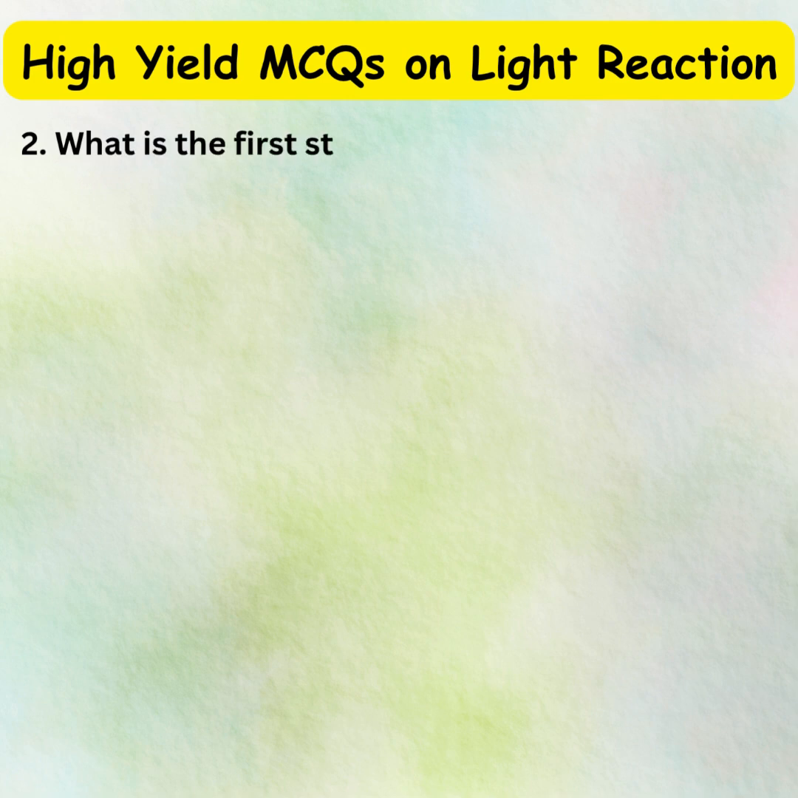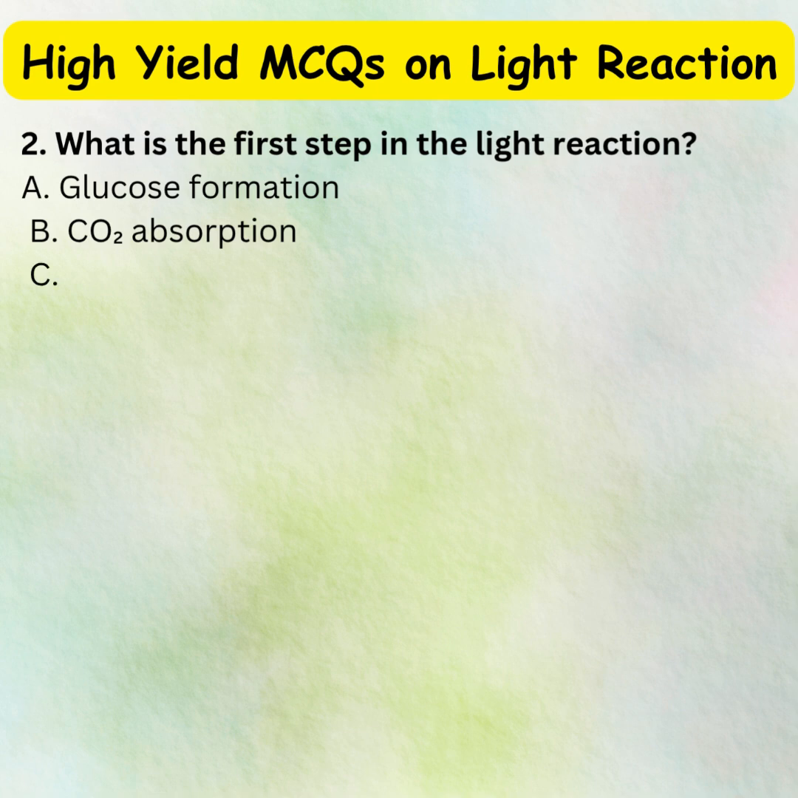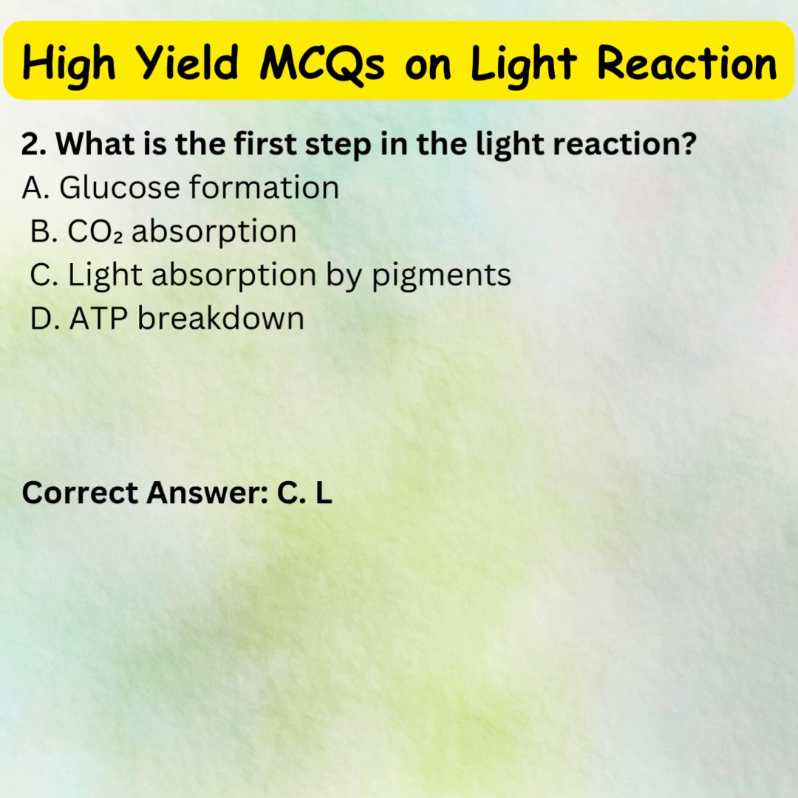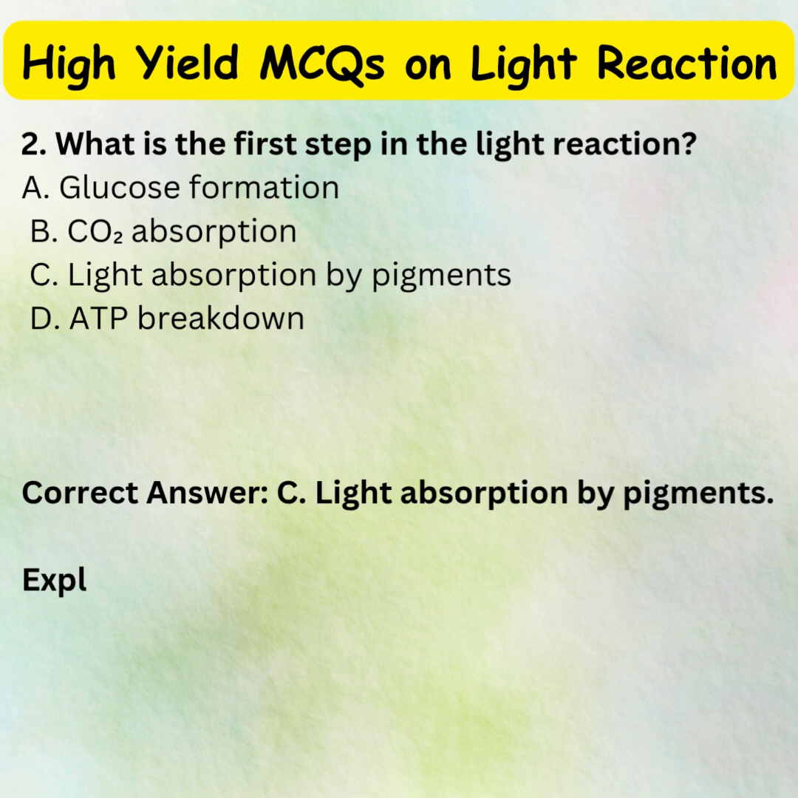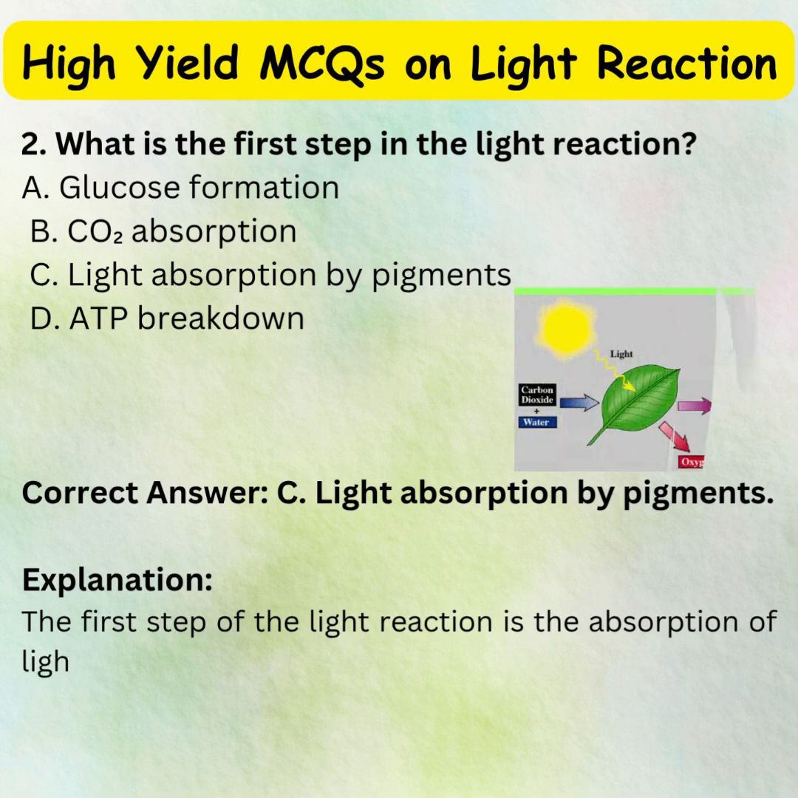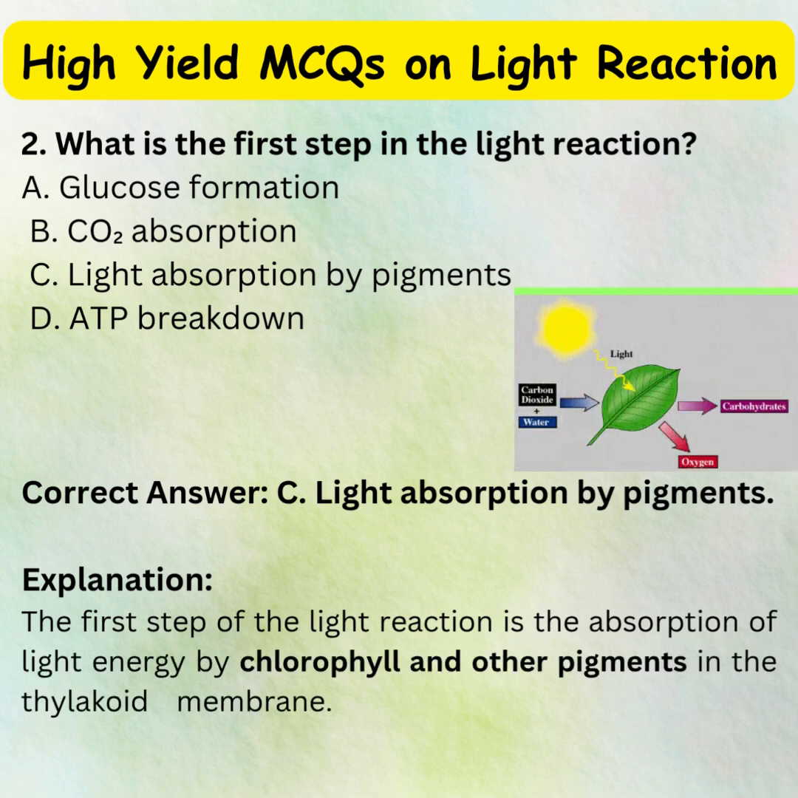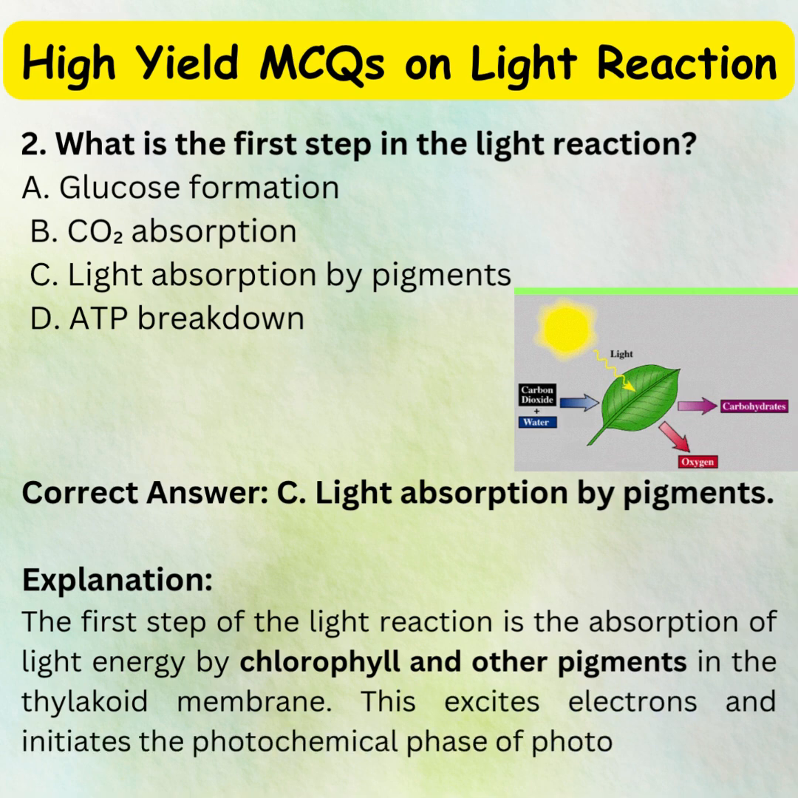Question 2. What is the first step in the light reaction? A. Glucose formation, B. CO2 absorption, C. Light absorption by pigments, D. ATP breakdown. Correct answer is option C, light absorption by pigments. The first step of the light reaction is the absorption of light energy by chlorophyll and other pigments in the thylakoid membrane. This excites electrons and initiates the photochemical phase of photosynthesis.